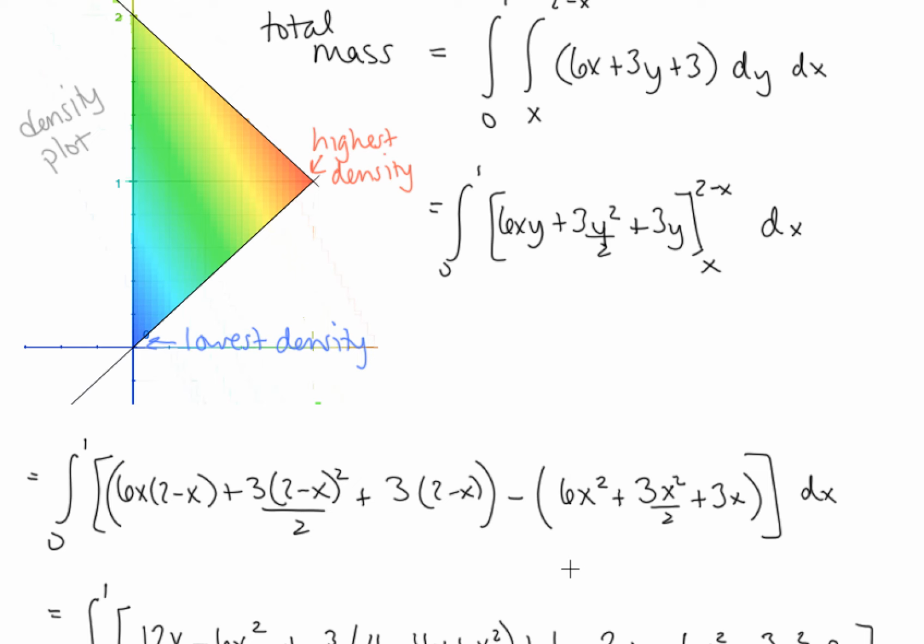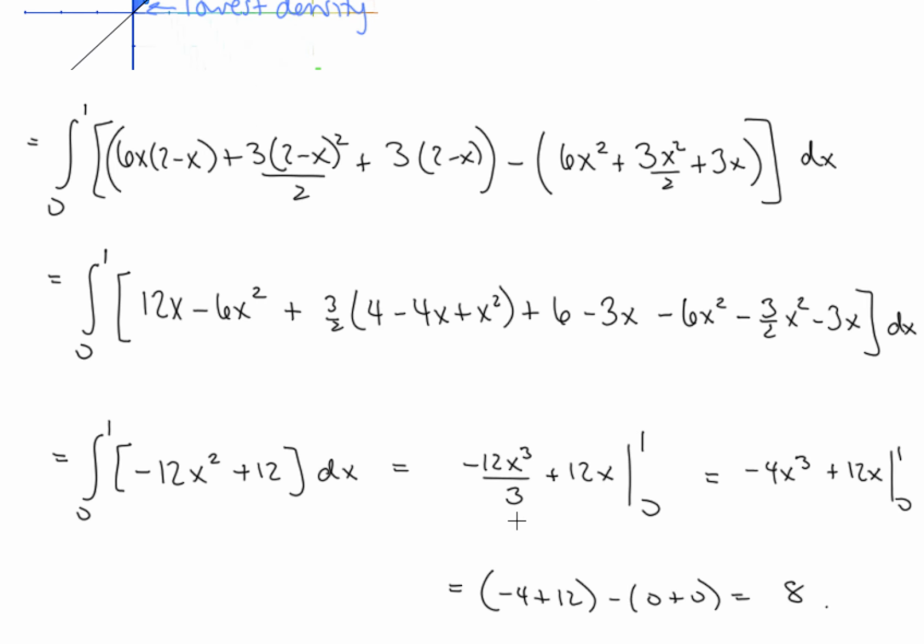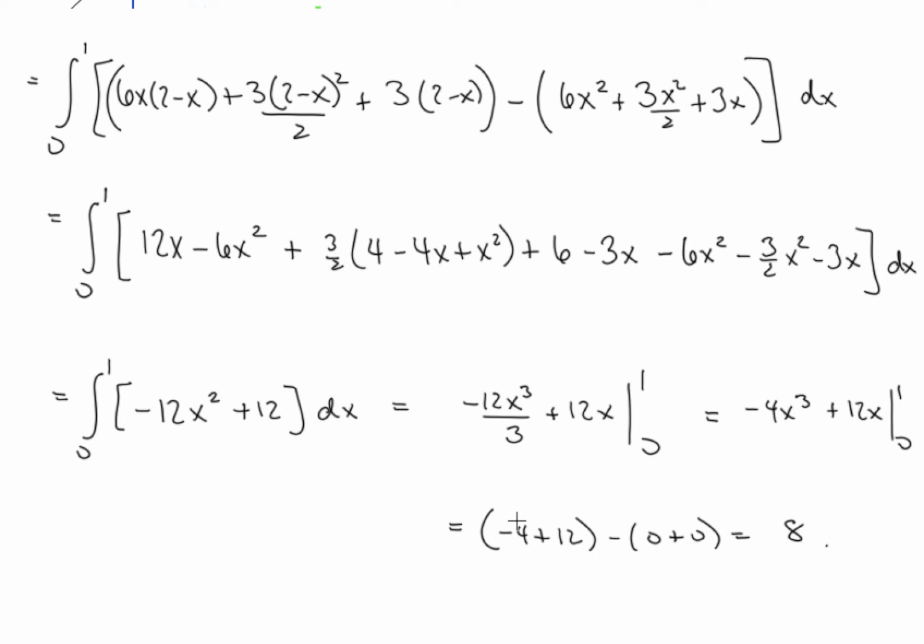So integrating first on y, we're plugging in our bounds, doing a bit of simplifying. We get 8. So consistent with whatever units the density was given, the mass is going to be 8 units of mass.